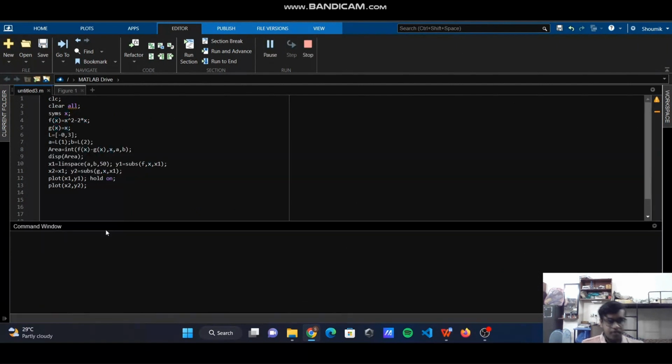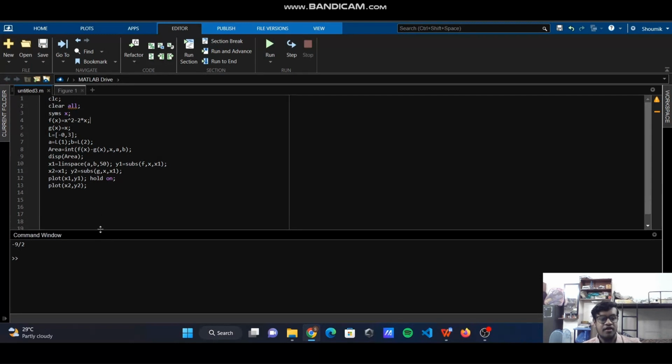It's fine, I guess. Now look at the answer, minus 9 by 2, which means that our original assumption is wrong. x is the greater function, x square minus 2x is the lower function. So let's change that actually, otherwise the graph might come out wrong. x square minus 2 star x. Nine by 2, which is the correct answer. Also, forgot to close this.